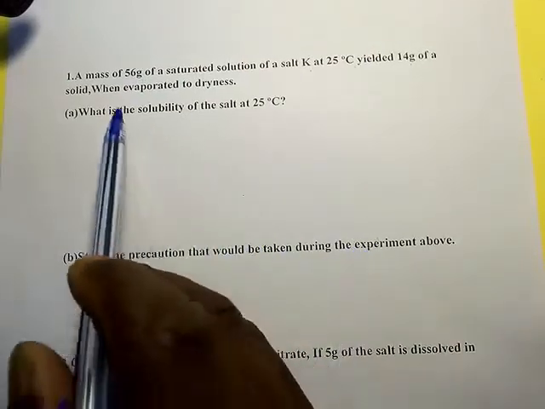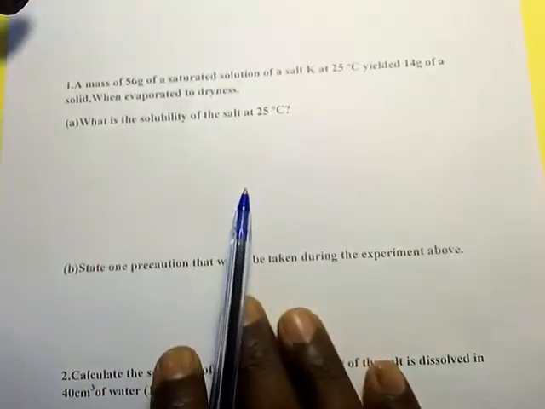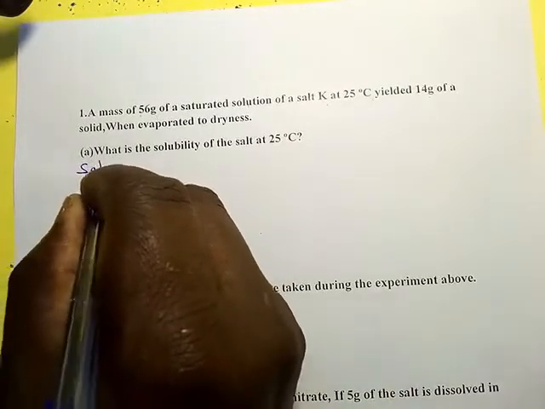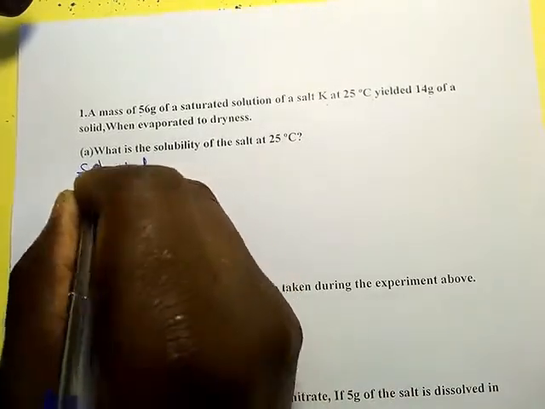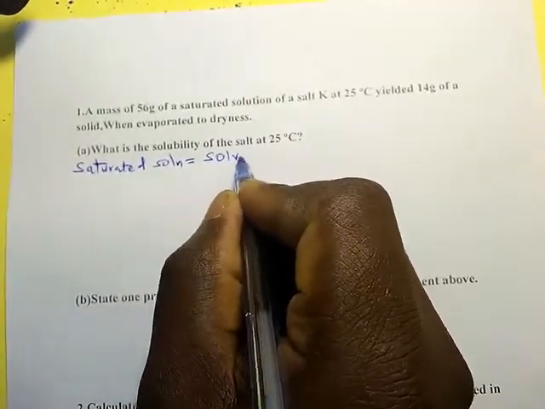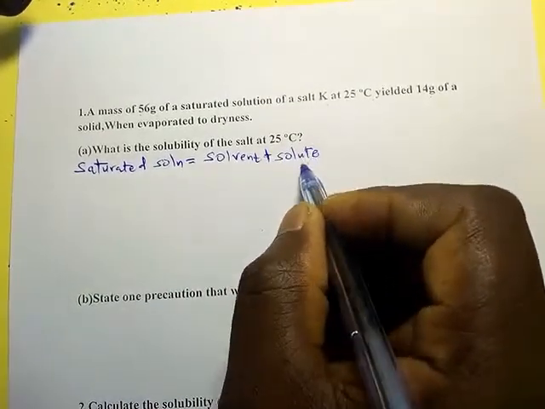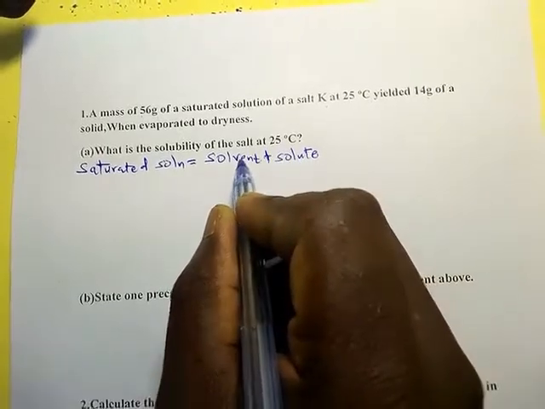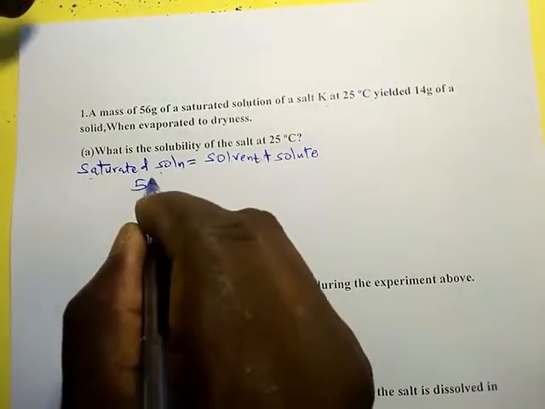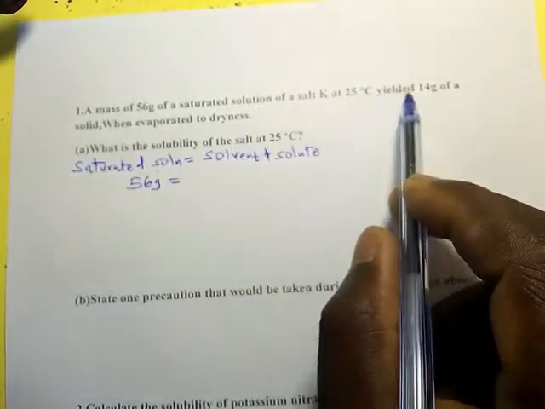So remember, now we have 56 grams of a saturated solution. But what is the content of a saturated solution? Remember, a saturated solution is equal to a solvent plus a solute. There is a certain amount of solute dissolved in a solvent to form a saturated solution. Very important. Now the saturated solution is 56 grams, and we are told that it yielded 14 grams.